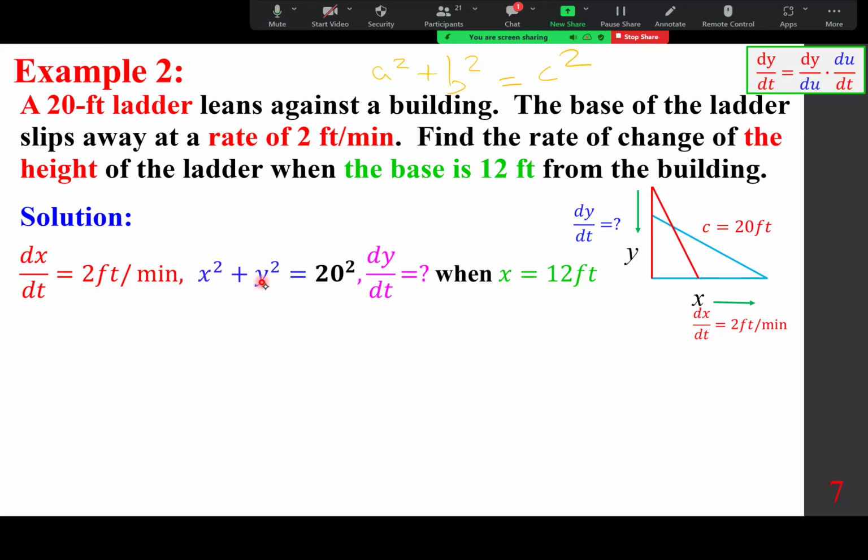X squared plus y squared equals 20 squared. All we have to do is differentiate this with respect to t. T is the independent variable. X squared gives us 2x dx dt, plus y squared gives us 2y dy dt. Any number, we know this is 400, and it doesn't matter whether we know it or not. It's a number, so the derivative is 0.